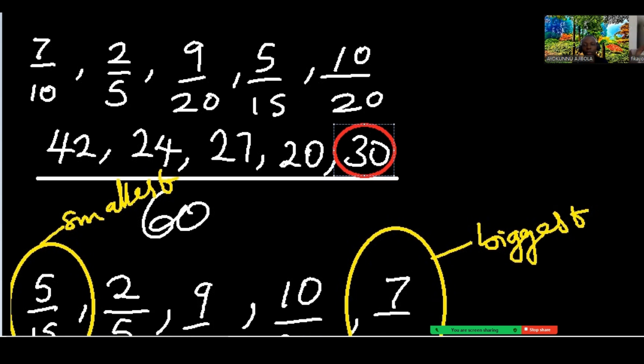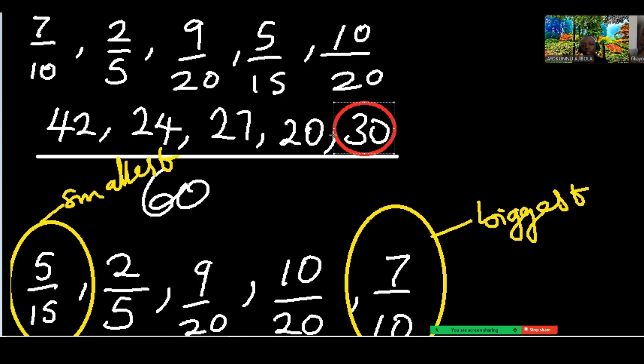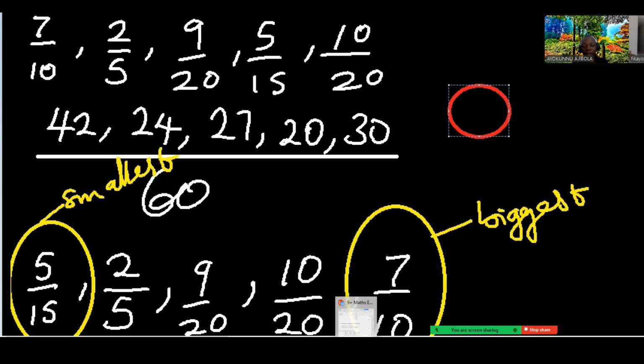Now, how did we know the biggest fraction? We said the biggest fraction is 5 over 12. Why? 5 over 15. Come on. I mean, the biggest is 7 over 10 rather, not 5.